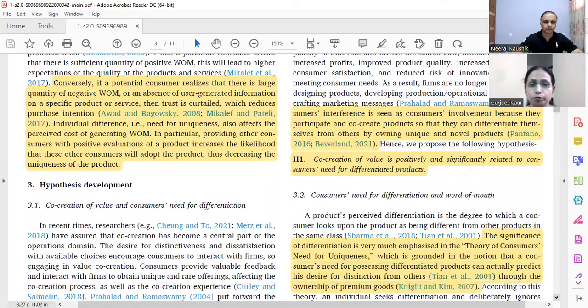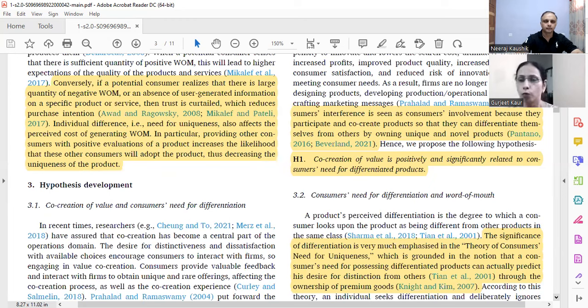Now, because it is the literature review, we need to state whatever our objective is and what the literature talks about it. So, in the last paragraph, we have written that if the potential consumer realizes that there is a large quantity of negative word of mouth or the absence of user generated information on a specific product, then trust is curtailed, which reduces the purchase intention.